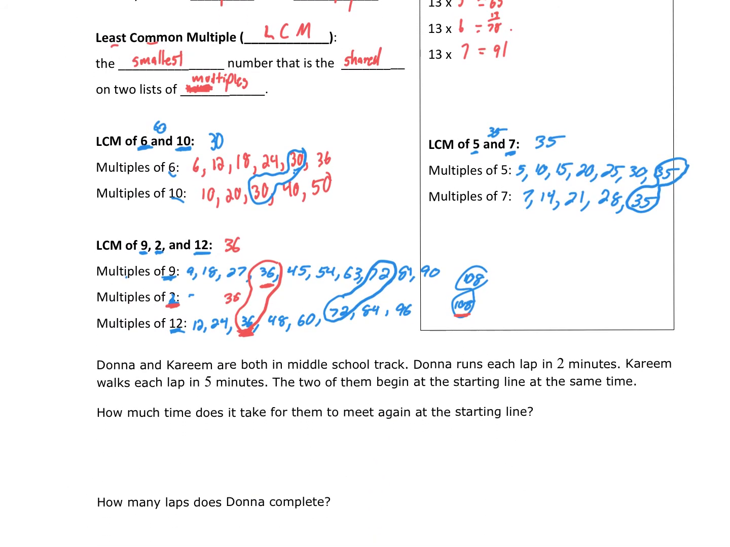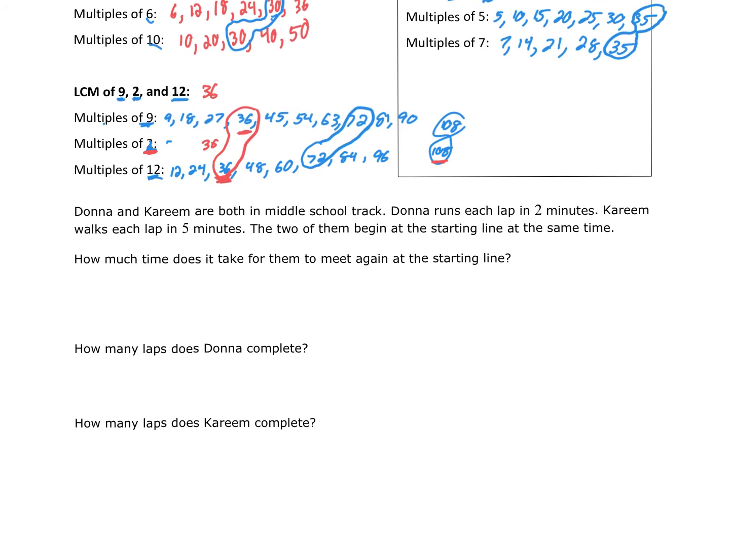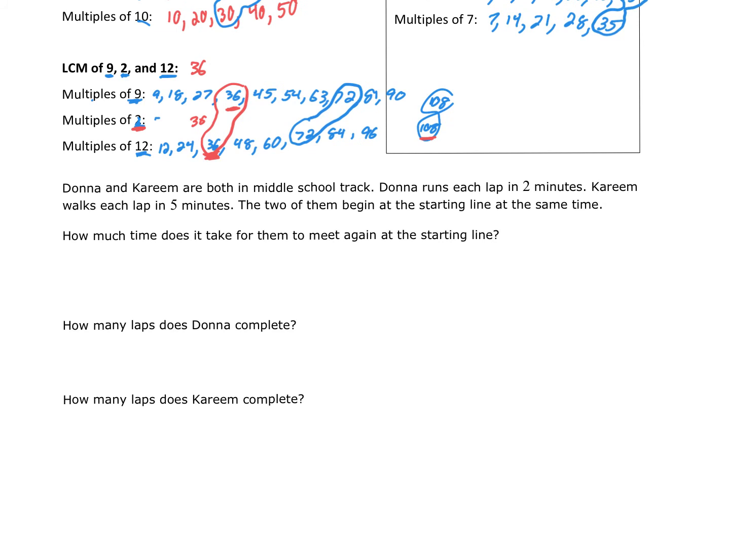So there are other strategies to do this too. That's just one. List your multiples until you find the least that's in common. Don't go forever. All right, let's do a word problem with this.